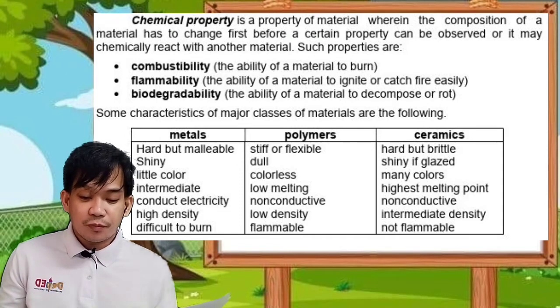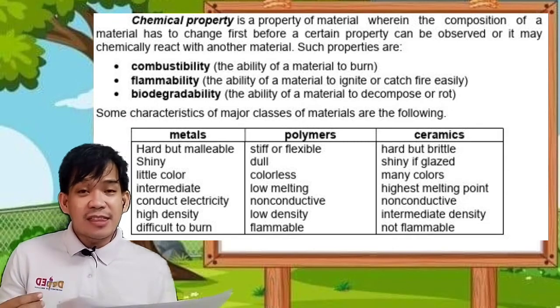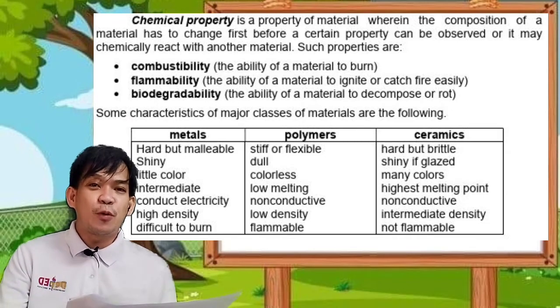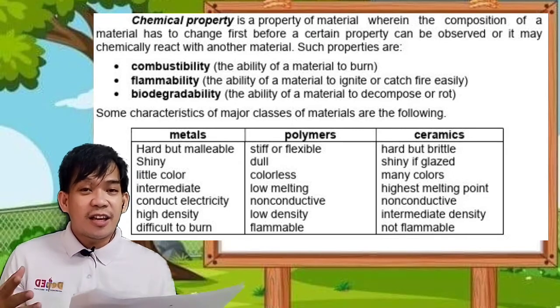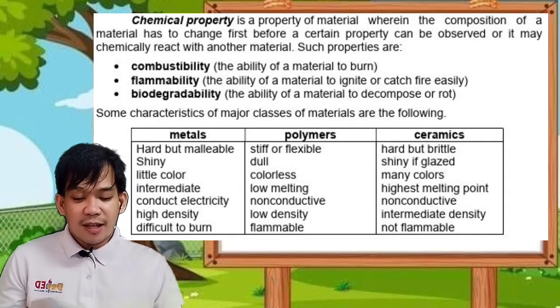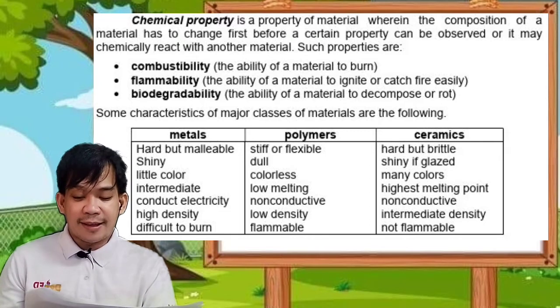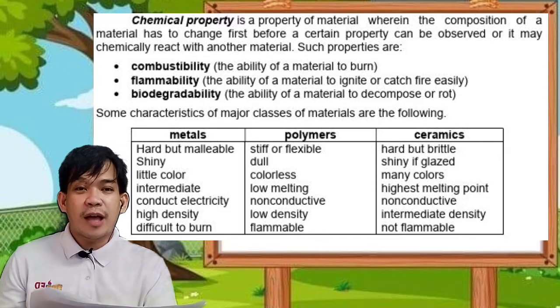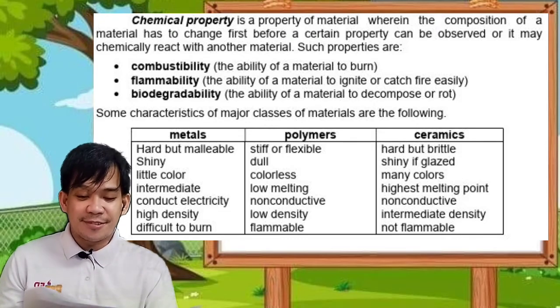Intermediate. Conduct electricity. High density. Mabigat. And difficult to burn. So, mahirap sunugin yung mga bakal. So, kaya nga, it is so hard to decompose. At hindi rin siya mas susunog agad-agad. Kahit nasunog na ang buong bahay, ang mga bakal nito andun pa rin.